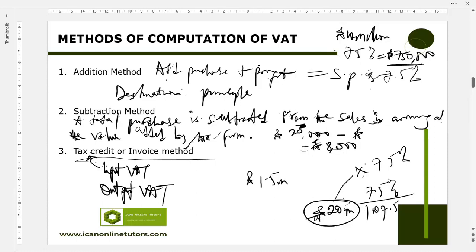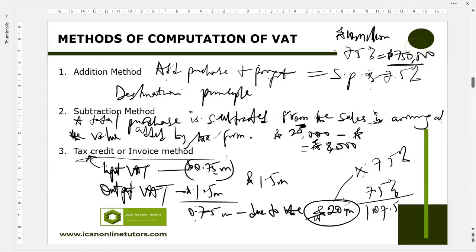So our input VAT is 750,000, and our output VAT is 1.5 million. So the input VAT is a tax credit that can be enjoyed against the output. So what will you now be paying to the FIRS? You'll be paying 750,000 naira. This is due to the tax authority, and the tax authority is the FIRS. Are we together? So is it clear?